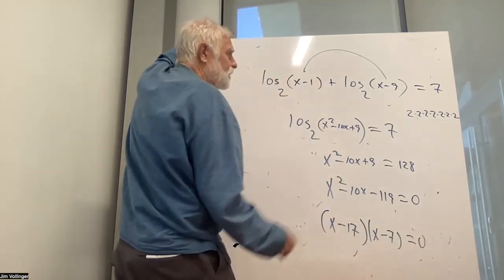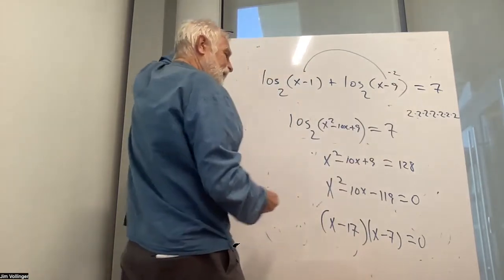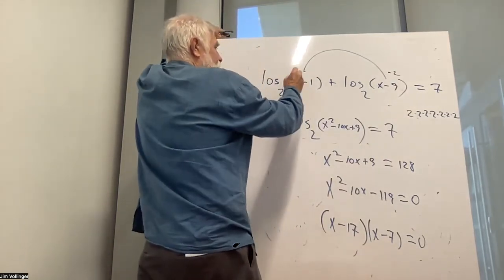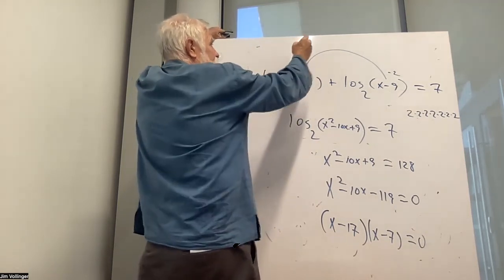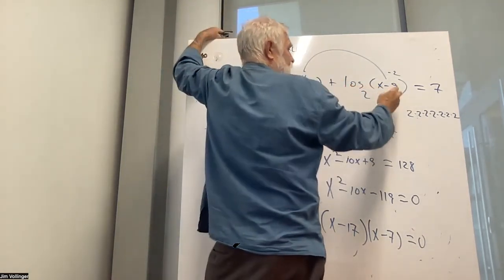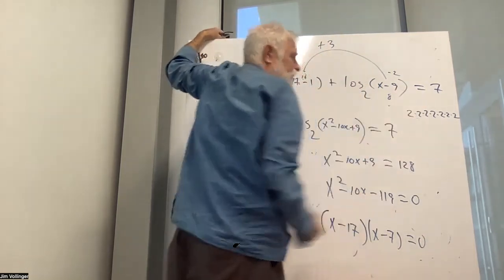Can I use 7? No. 7 minus 9 is negative 2. Can I use 17? 17 minus 1 is 16. What do you put on top of the 2 to get a 16? A 4. 17 minus 9 is 8. What do you put on top of the 2 to get an 8? A 3. And 4 plus 3 is 7.